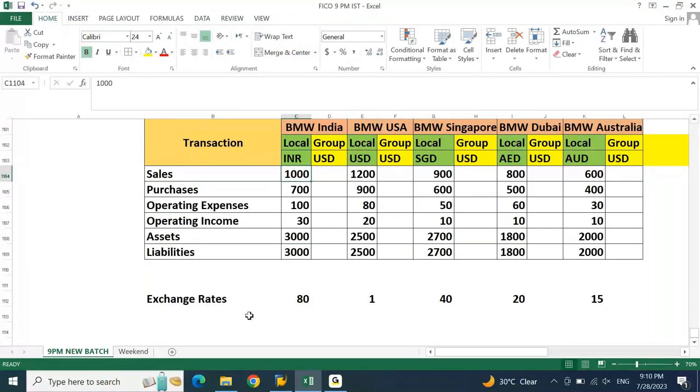So dollar, what will the system do? These exchange rates are automatically updated on a monthly basis by the users. So whenever users record any transaction in the local currency, the dollar is automatically converted by the system by multiplying with this.